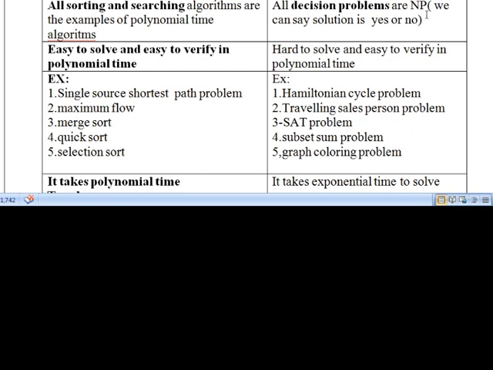All decision problems are NP. Decision problem in the sense we can say the solution is yes or no. For example, one of the NP type problems is, for the given graph G, we have to find Hamiltonian cycles for the given graph G. In the decision problem, how can we say Hamiltonian cycle is the decision problem? Decision problem in the sense the solution is yes or no.